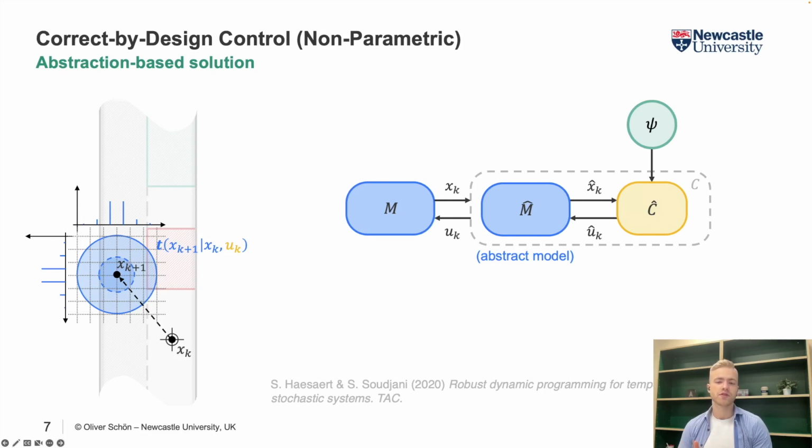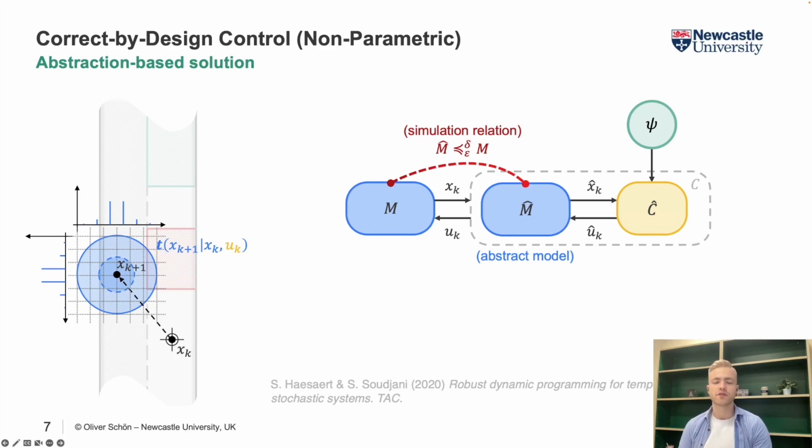This can now be solved using the robust version of dynamic programming, which will also give us robust satisfaction probabilities for the abstract model. However, if we implement this in the real-life system, what we want is not guarantees on the abstract model, but guarantees on the true model. And this is where the concept of simulation relations comes in. This is a very established concept which allows us to pass on the guarantees that we get for the abstract model to the true model.